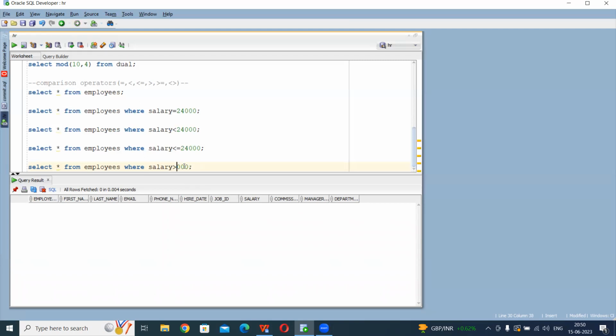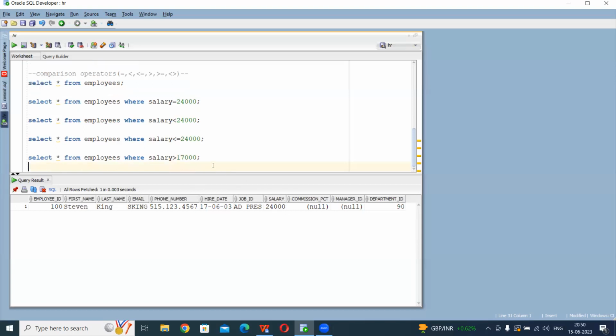Now let me replace this 24,000 with 17,000, and let us run the query. There is one salary greater than this 17,000, that is 24,000. So we have got all the records from the employees table where the salary is greater than 17,000. So it is 24,000. We'll go for writing the next query.